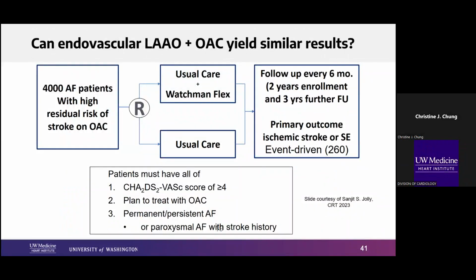So this has led to the design of the LEOS 4 study, which is the same study design, just randomizing patients to endovascular closure with the Watchman device as opposed to surgical ligation. And it's seeking to see whether in the highest risk patients, so people have to have either a CHA2DS2-VASc score of 4 and preferentially permanent AFib, but if they have paroxysmal AFib, they have to have had a prior stroke or TIA to qualify for inclusion. And we are currently in the process of being evaluated as a potential site for this study.